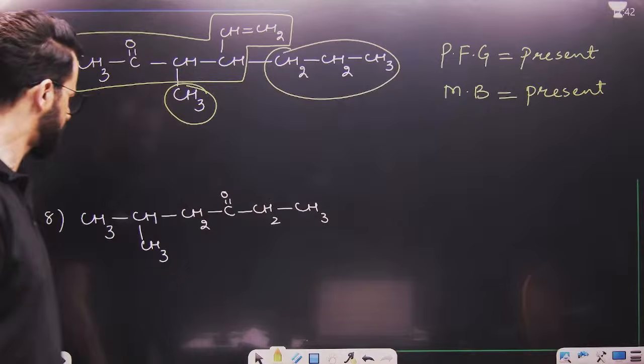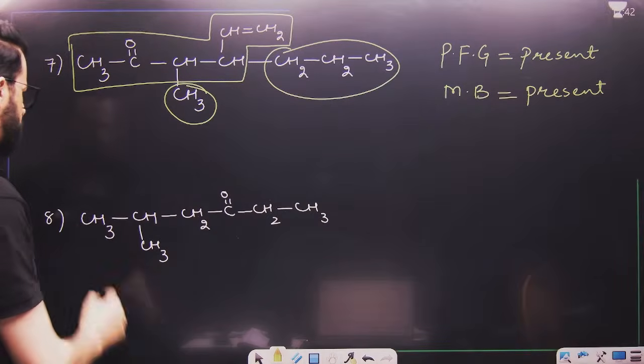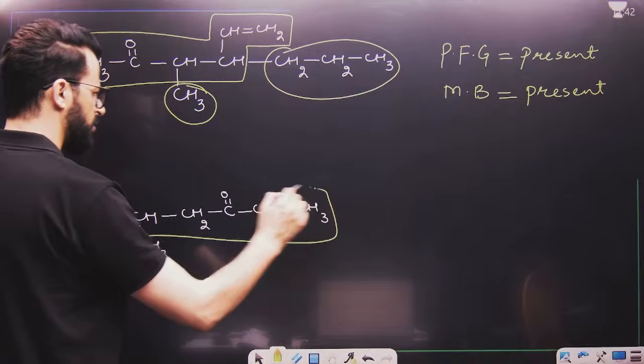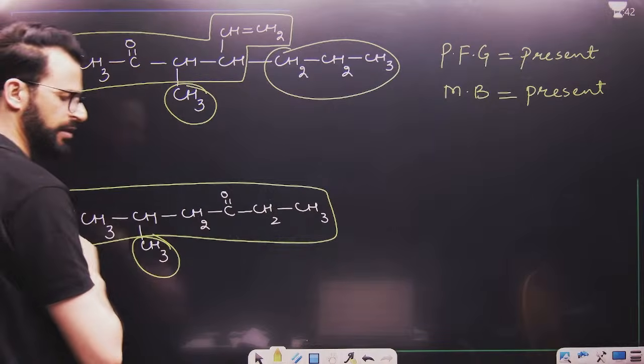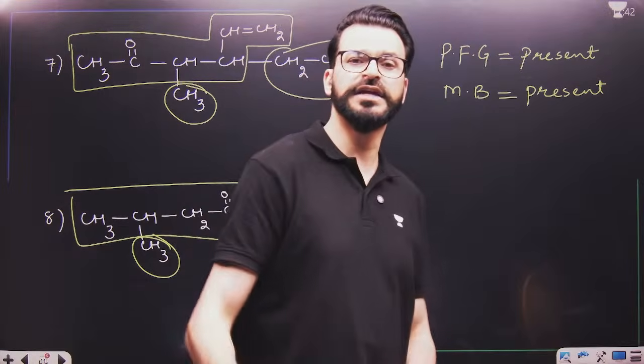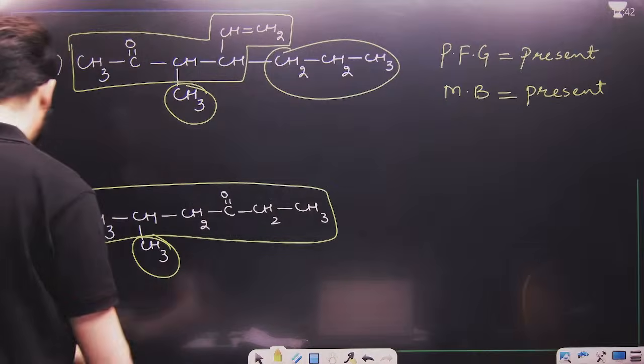Is this point clear? Here, it's very simple. This will be the parent chain, and this will be the side chain. Now tell me, beta, is everything clear to you?